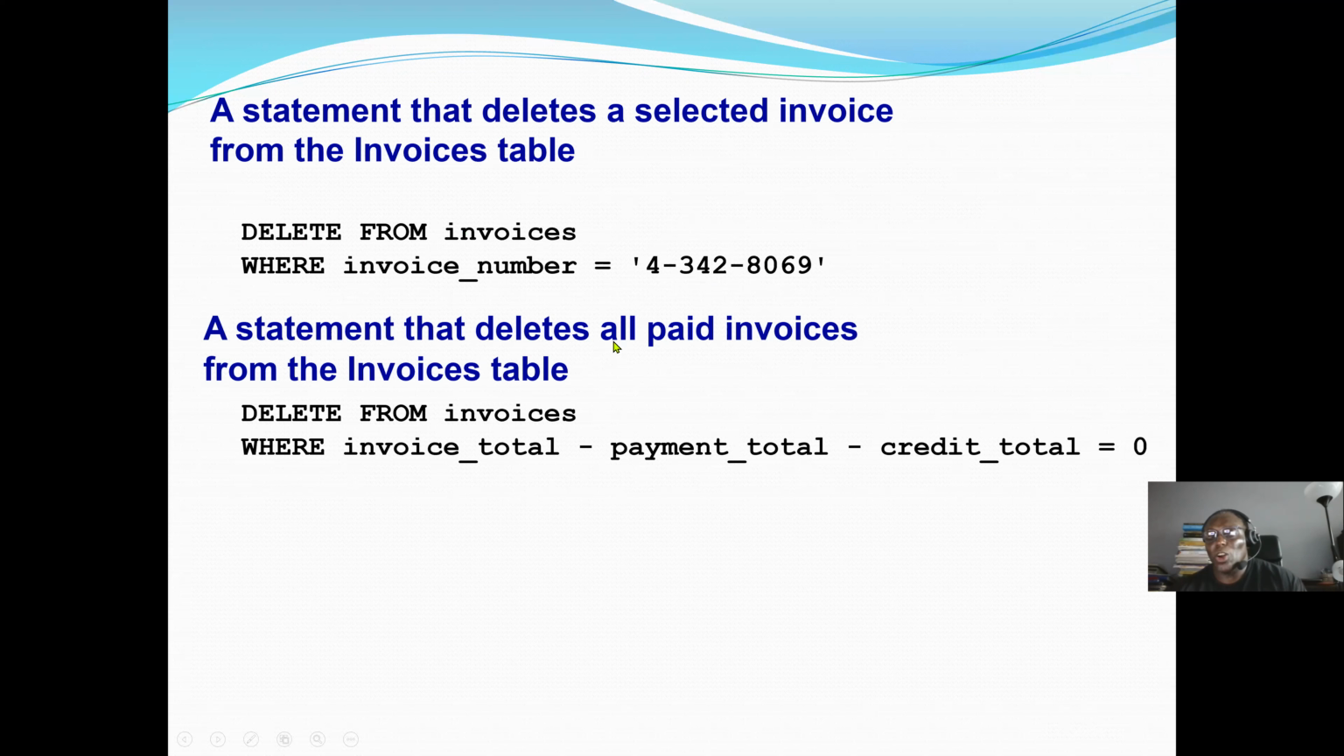Also a statement that deletes all paid invoices from the invoice table. So we say delete from invoices. Because it's paid, what will happen? The invoice total, which is the bill that we have, minus the payment total, what we pay, and also minus if we have any credit before, minus the credit total equal to 0, which means we have paid everything. So we're going to delete. So delete from invoices any record that the balance due is 0. Balance due will be invoice total minus payment total minus credit total.